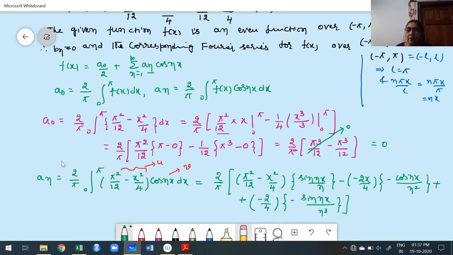Now we are going to start applying the UV rule. Why? Because I told you a number of times that while doing differentiation, whenever you get a constant, that is the last term of the UV rule.